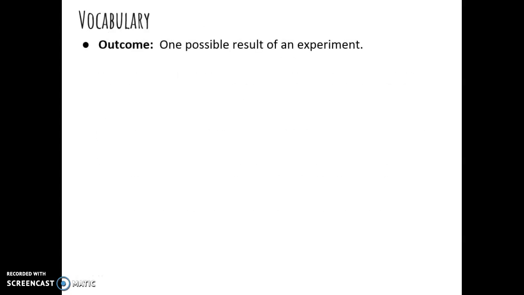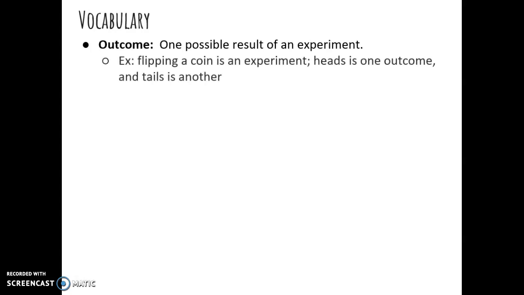So here's some vocabulary. An outcome is one possible result of an experiment. So if we think about the flipping coin example, there are two possible outcomes. One outcome is flipping a coin and it landing on heads, and a second outcome would be flipping a coin and it landing on tails.